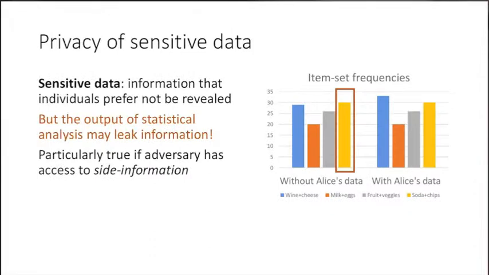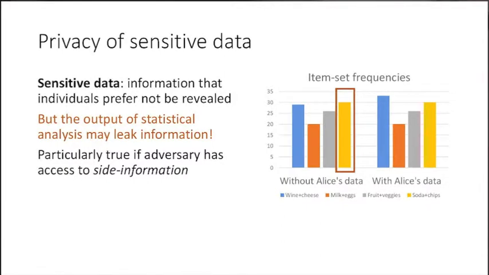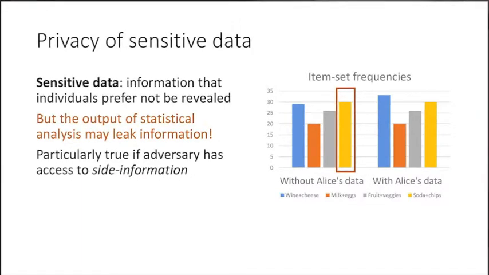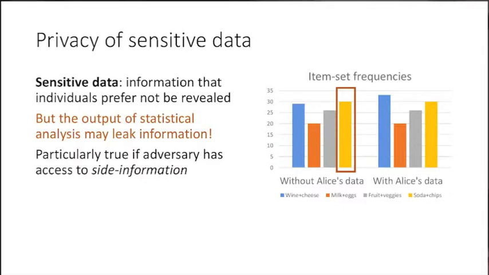But the output of this kind of analysis may actually leak information about individuals represented in the data set. So in this kind of frequent item set problem, you might have the frequencies of how often people bought these different items. It's a little bit too small to read here, but let's say in one data set, in which a person Alice is not represented, you have these four different types of item sets: wine and cheese, milk and eggs, fruits and veggies, soda and chips. And people in the data set bought these different item sets with these frequencies.